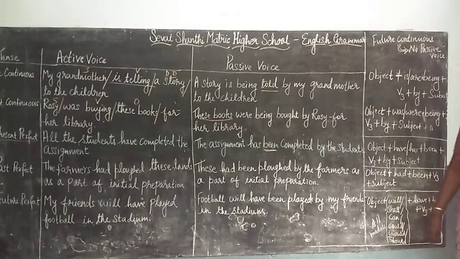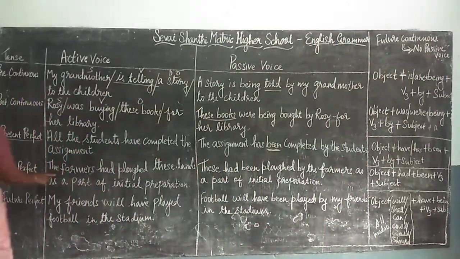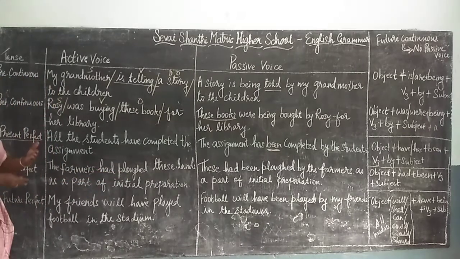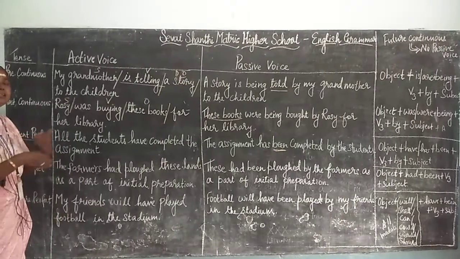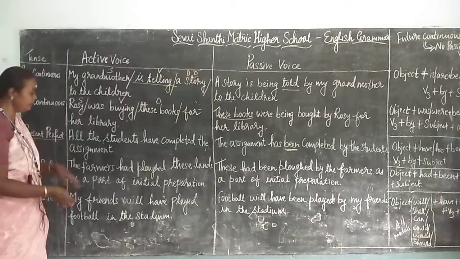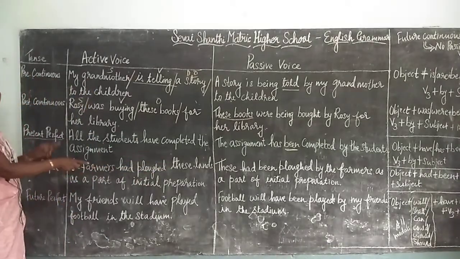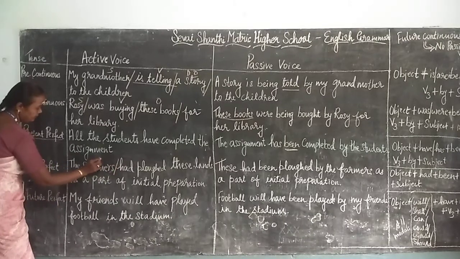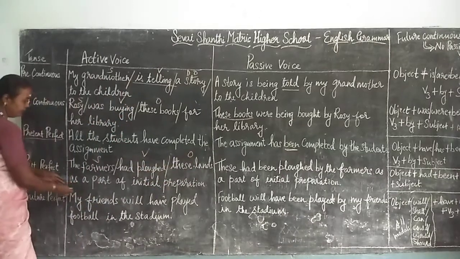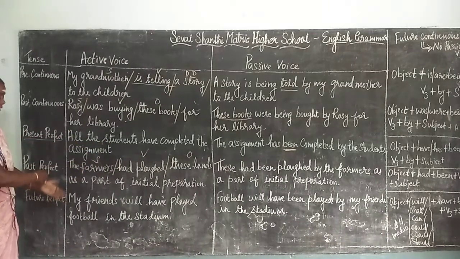Okay. Now comes your past perfect. In the past perfect, see children, the farmers had ploughed. Ploughed means what? They are preparing the land by mixing the soil using the ploughing machineries. Okay. So the farmers had ploughed these lands as a part of initial preparation. Okay. Here farmers, subject, had ploughed, verb, these lands, object, as a part of initial preparation. You need not bother about this extra things that is given in the sentence.